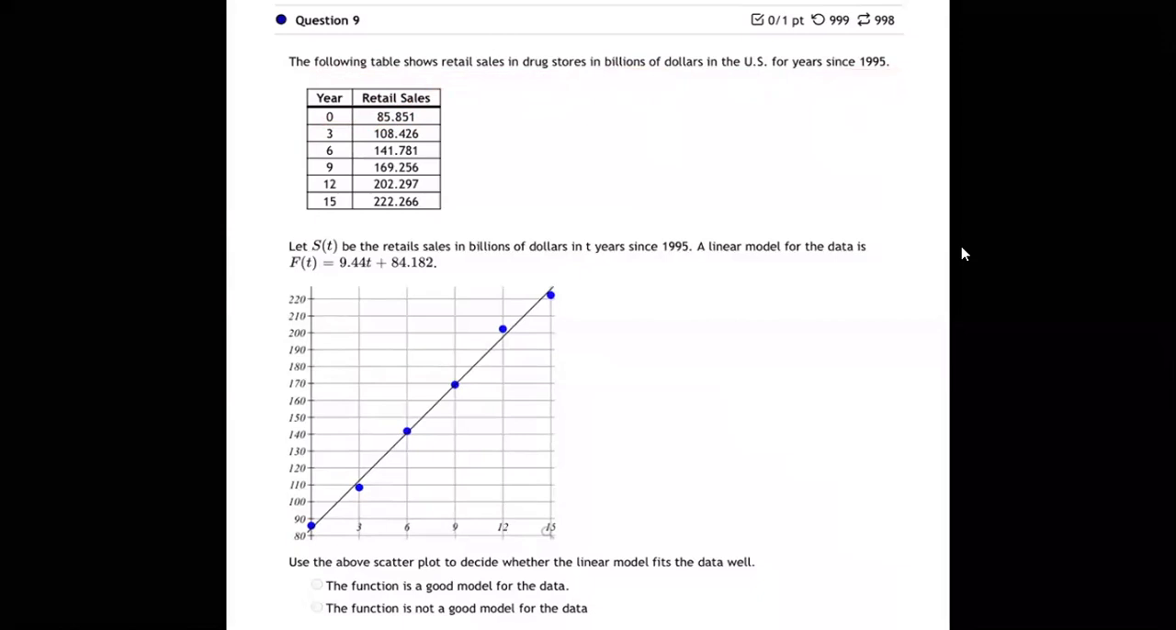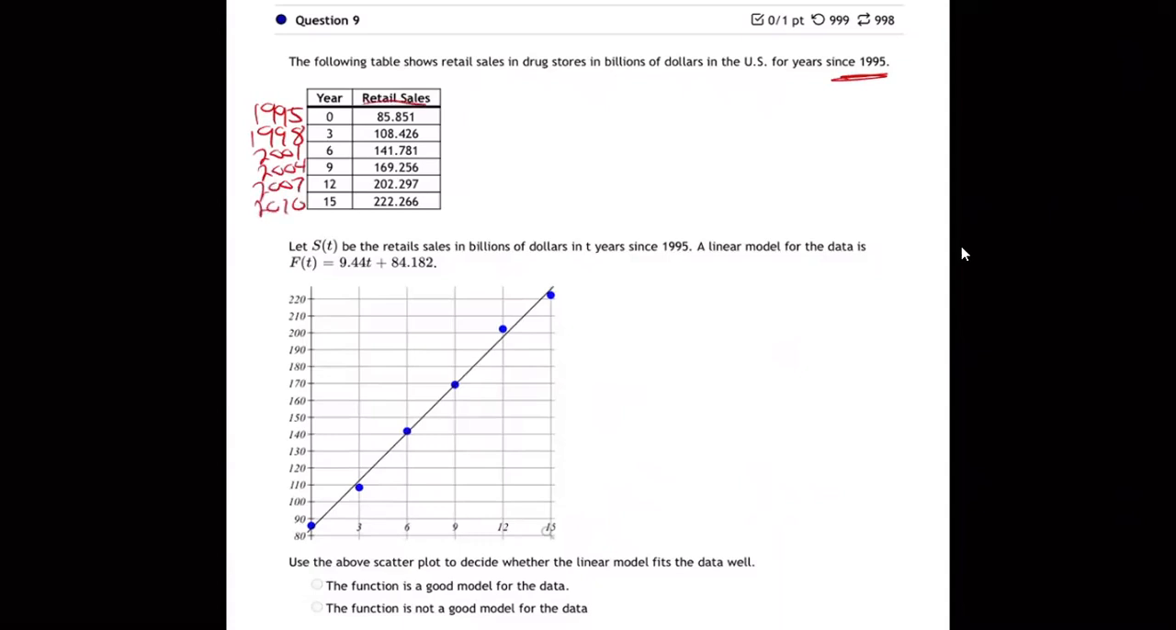So this would actually be here, 1995. This is 3 years later, so this would be 1998, right? And this is 2001, because that's 6 years after 95, et cetera. It just goes up by 3 years every time. This is 2004, 2007, 2010.